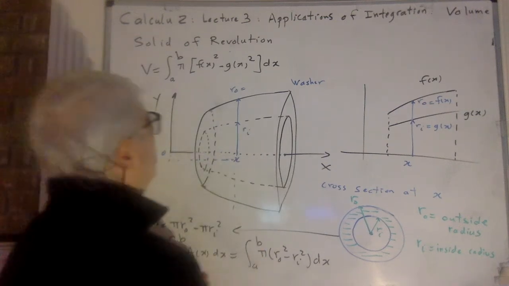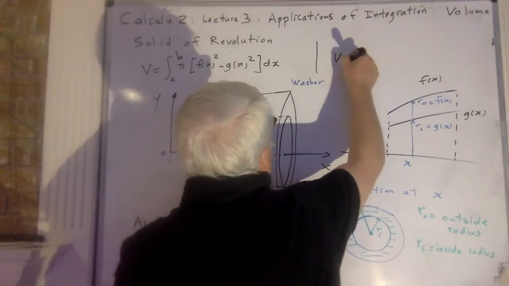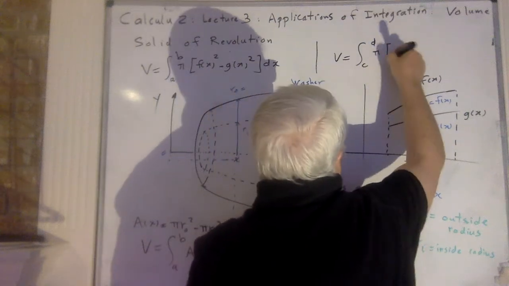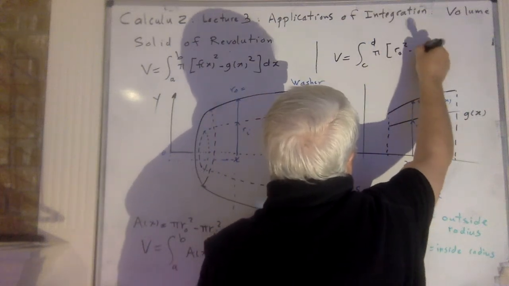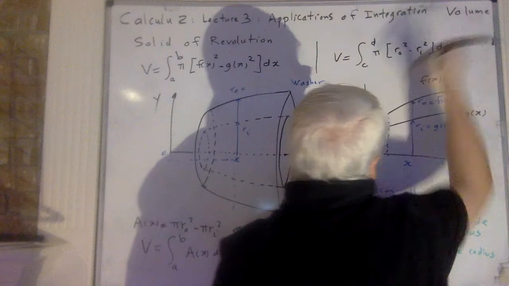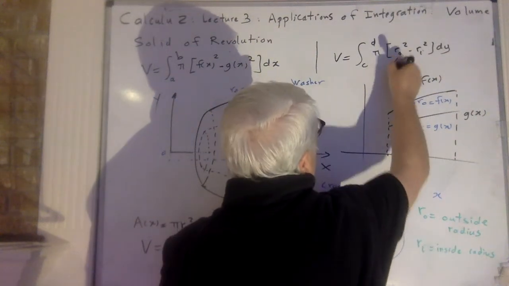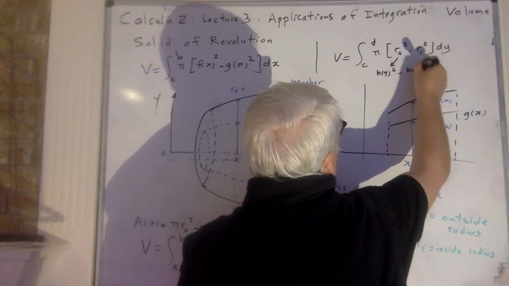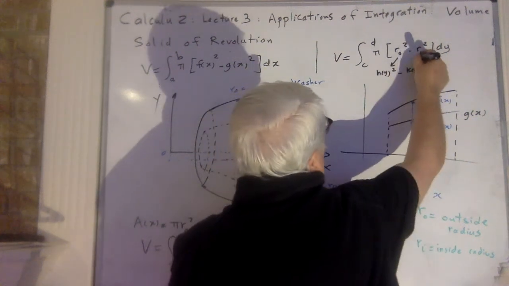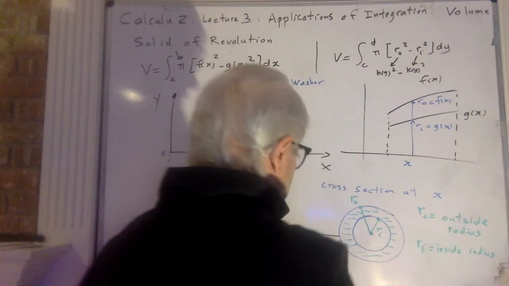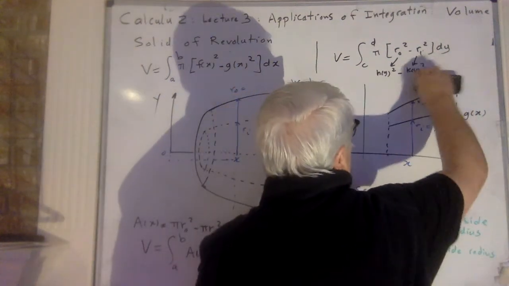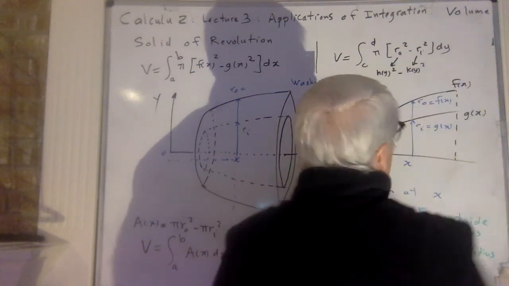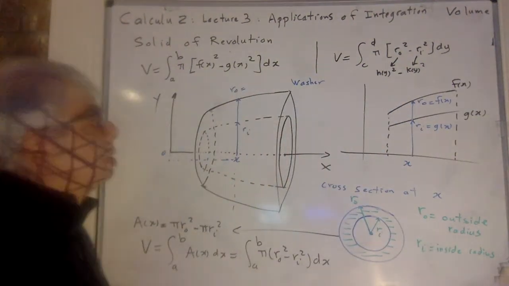What if you revolve about the y-axis? The y-axis will give me something like this: from c to d, pi, again Ro squared minus Ri squared dy, right? And then this might be h(y) squared, and this might be k(y) squared, right? So that is the case when it is about the y-axis. But I don't recommend memorizing.